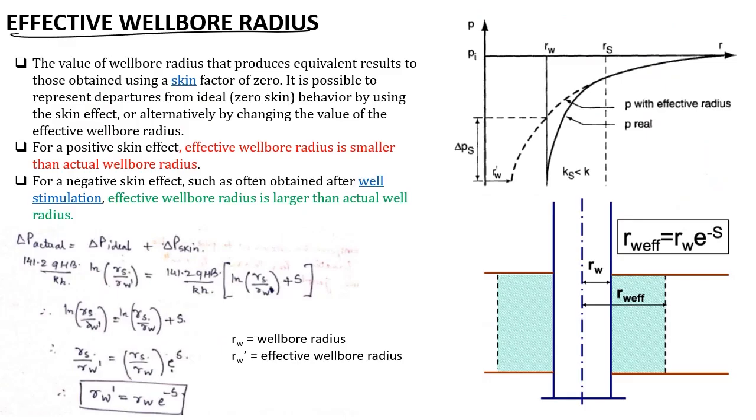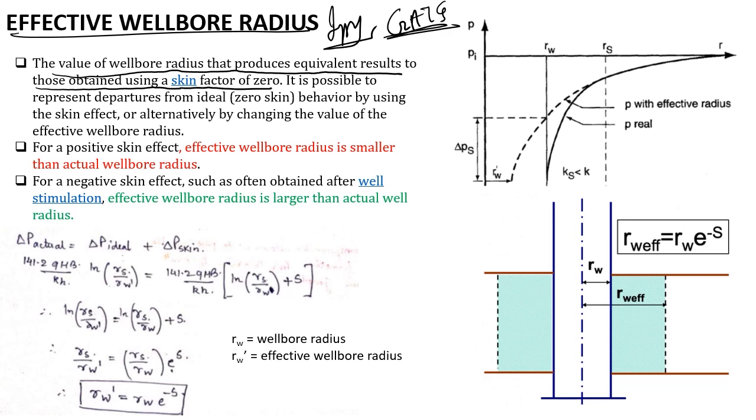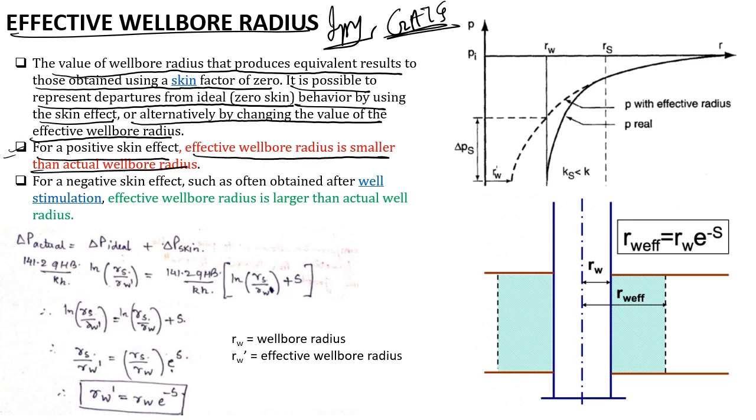Coming to effective wellbore radius, a very important concept, a GATE-level concept. Questions have been asked from this concept. The wellbore radius that produces equivalent results to those obtained using a skin factor of 0. It is possible to represent the departure from the ideal zero skin behavior by using the skin effect, or alternatively by changing the value of the effective wellbore radius. For a positive skin effect, my effective wellbore radius is smaller than the actual wellbore radius, and for a negative skin effect, such as obtained after well stimulation, my effective wellbore radius is larger than the actual wellbore radius.